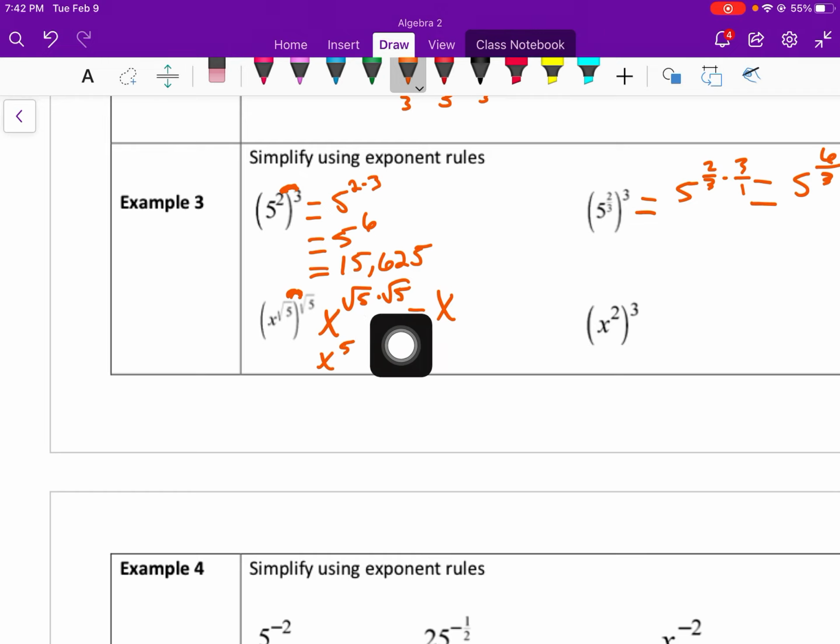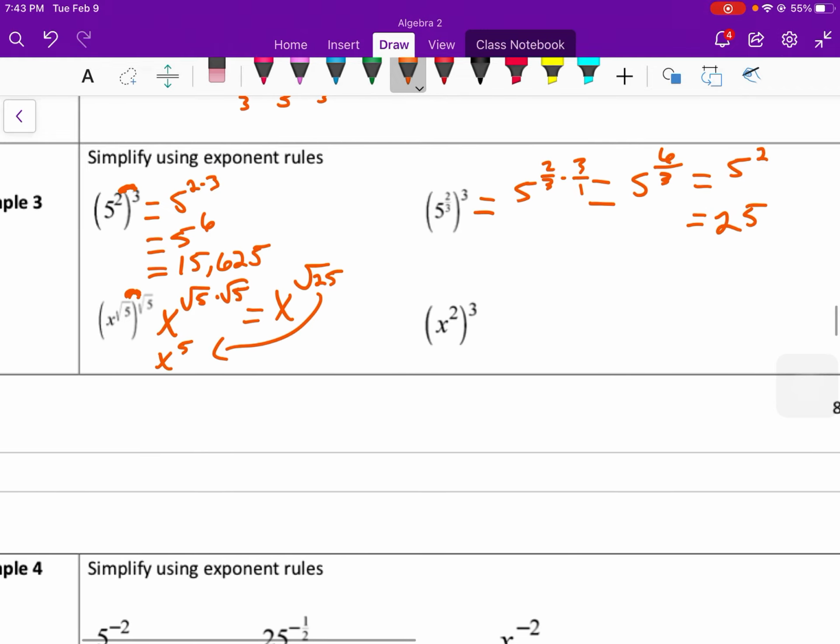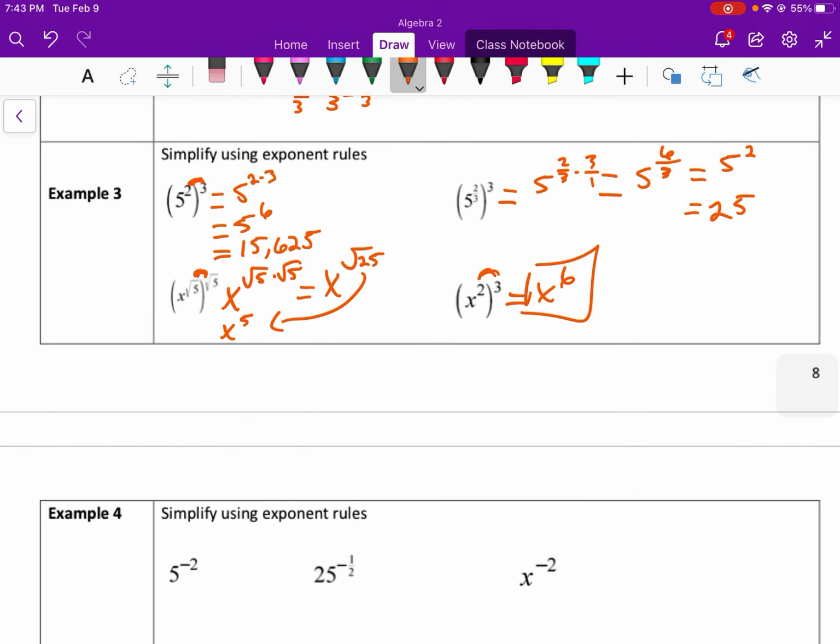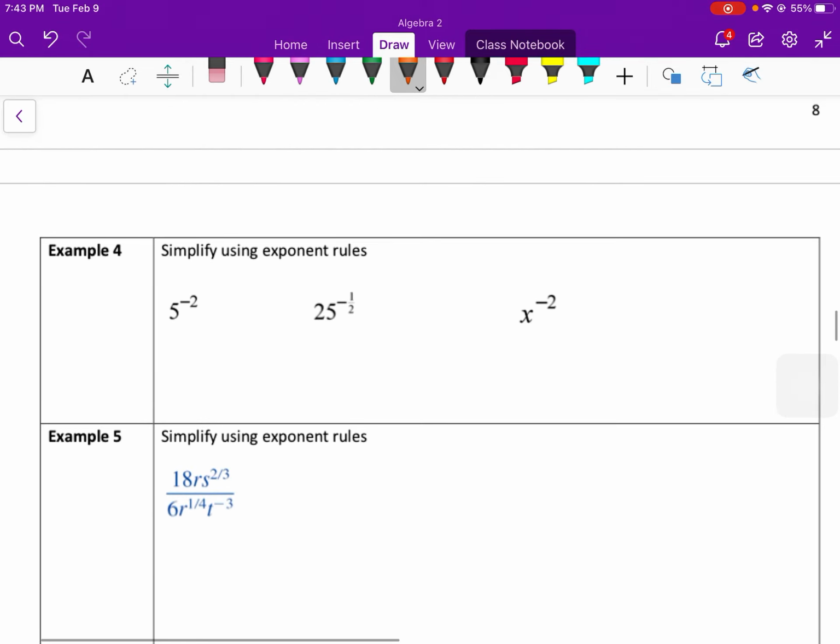And to be clear, when we do that, we can multiply this stuff on the inside, because we would have the same exponent or index. So then we would have x to the square root of 25th, which simplifies to x to the 5th. And then in this case, I probably should have started here, we have power to the power, so this would be x to the 6th.